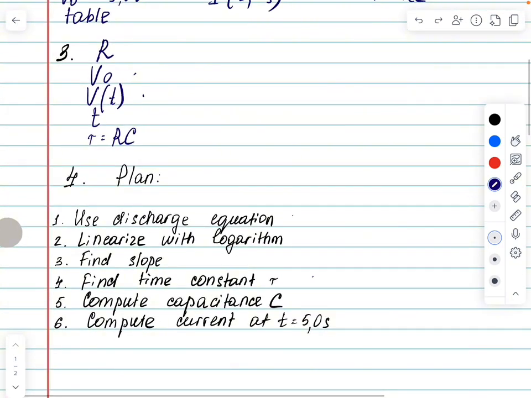And finally, I use algorithm design. I create a sequence of steps to solve the problem, and my plan is: first, use discharge equations, then linearize with a logarithm, find the slope, find the time constant, compute capacitance, and compute current after 5 seconds.